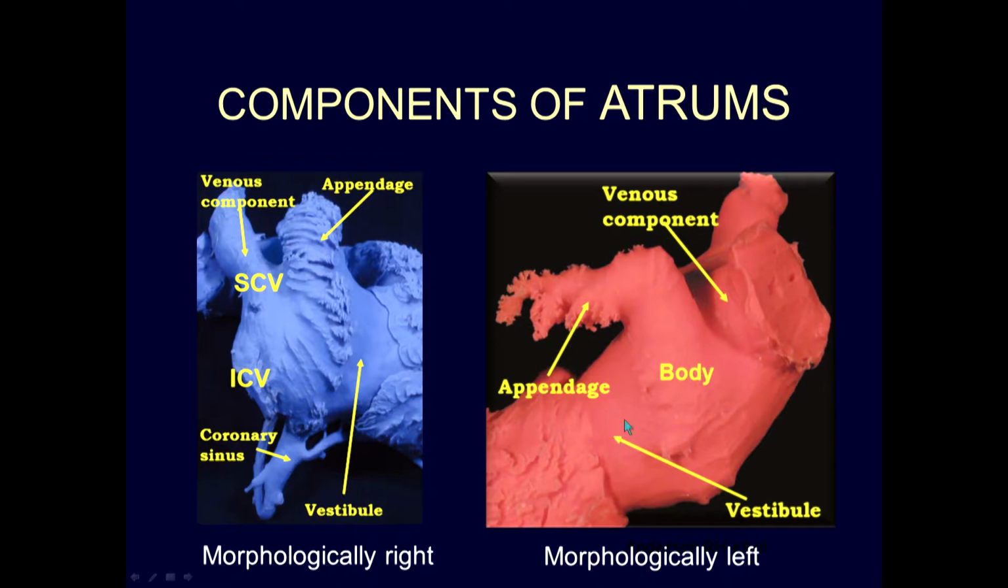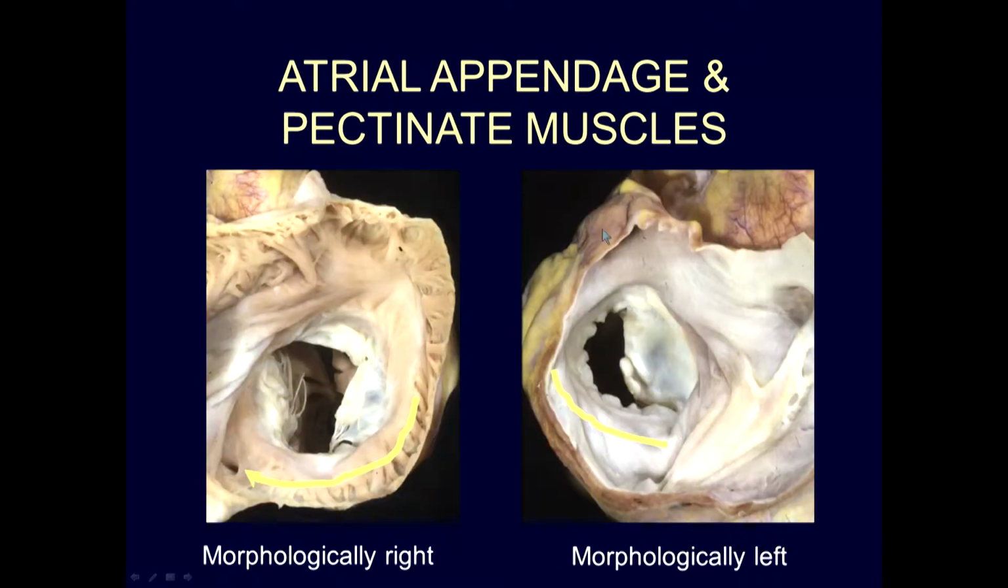vestibule is very smooth. Once again, we can see the internal structure. This is the right atrial appendage, and pectinate muscle extends all around the AV valve to the coronary sinus. This is the characteristic feature of the morphologically right atrium. Instead, the left atrium has a smooth vestibule, and the pectinate muscle is just confined to the atrial appendage.